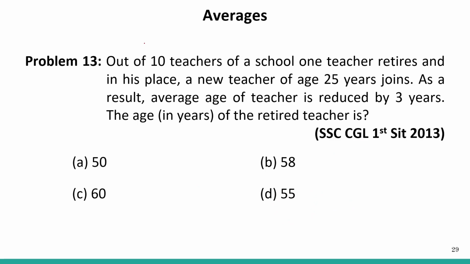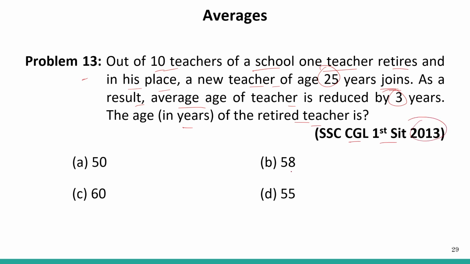So let's see problem number 13. So out of 10 teachers of a school, one teacher retires, and in his place, okay, a new teacher of age 25 years joins. So as a result, the average age of teachers is reduced by 3 years. Okay, so the age in years of the retired teacher is what? So this question has appeared in SSC CGL first sitting of 2013 paper.